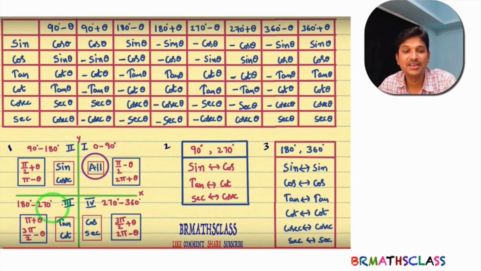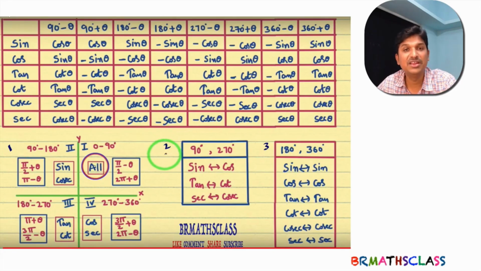Third quadrant, in the third quadrant, tan and cot are positive, remaining all are negative. What angles lie in the third quadrant? Pi plus theta, 3 pi by 2 minus theta. Fourth quadrant, cos and secant functions are positive, remaining all are negative. What angles lie here? 3 pi by 2 plus theta, 2 pi minus theta. These things we already learned, okay.